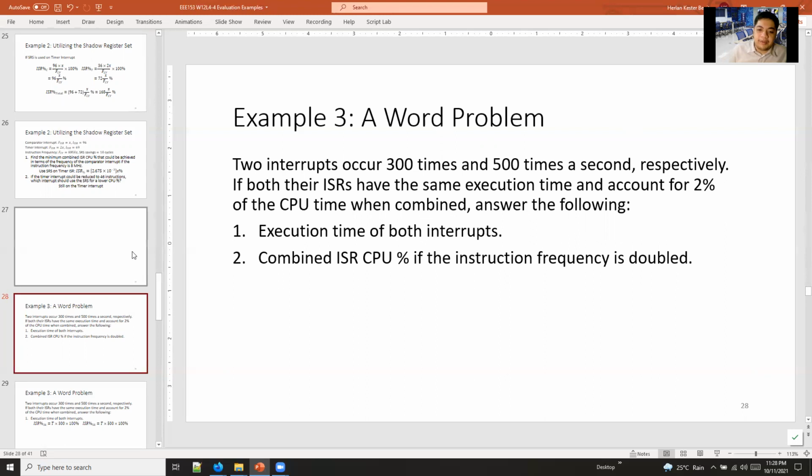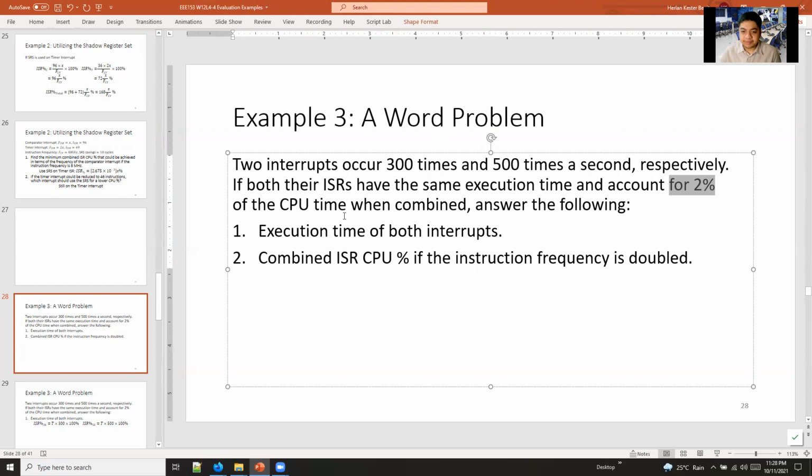So first is, hanapin yung execution time of both interrupts, and then the second is combined ISR CPU percentage if the instruction frequency is double. So, ayan, execution time of both interrupts. So, paano natin kaya siya hahanapin? So, ang given sa atin is yung 2% ng CPU, yung ISR CPU percentage, yung CPU time. And then meron din tayong interrupt frequencies na 300 and 500. And then another thing na alam natin is pareho sila ng execution time.